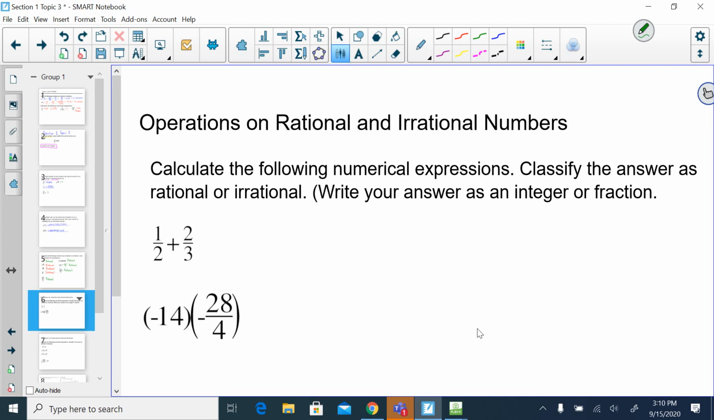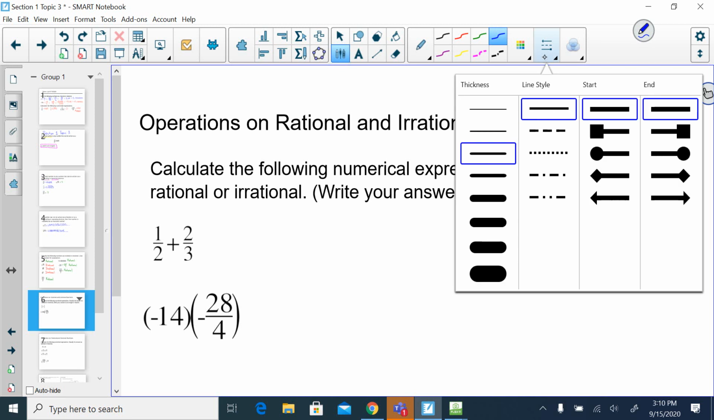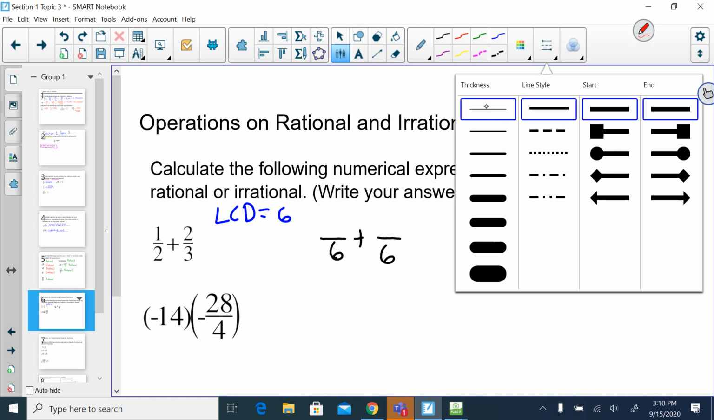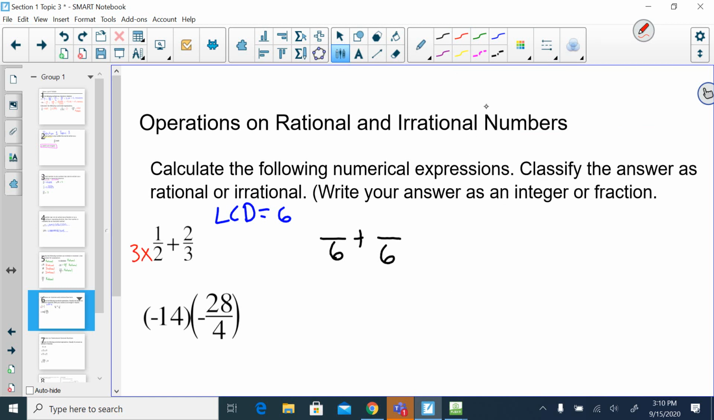When we calculate this, before we add fractions, we have to make sure that they have the same denominators. So we have to find the LCD. The LCD in this case is 6. Therefore, we're going to change both of our denominators to 6. What do you multiply 2 by to get 6? Multiply it by 3, and whatever you do to the bottom, you must also do to the top.